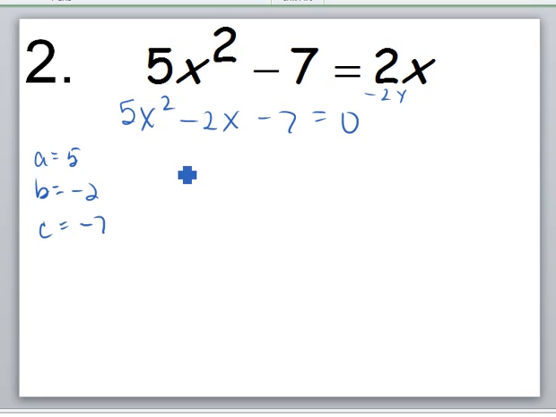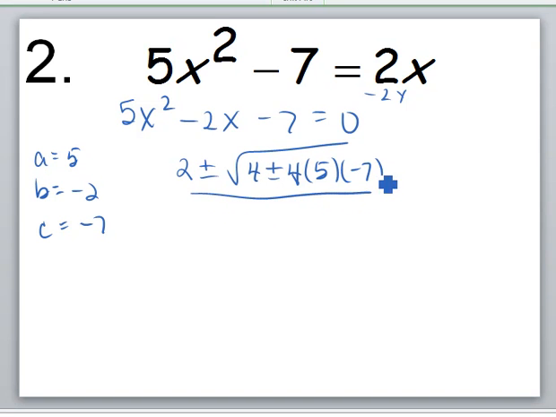So when I plug it in the formula, negative b, I have 2 plus or minus the square root of b squared, which would be negative 2 times negative 2, which is positive 4, plus or minus 4 times a times c all over. Oh, I made a mistake here. I'm so sorry. Let me just back up here. I've got b squared, which would be negative 2 times negative 2, minus 4 times a times c, all over 2 times a.